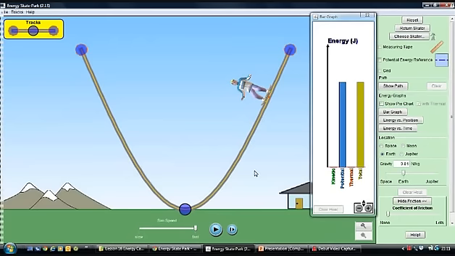Just to get you thinking about these kinds of energy, this little animation's got a skateboarder on a track. Over here we've got a graph. We've got the different kinds of energy we might have. So we've got the kinetic energy, we've got potential energy, and we've got the total energy. We'll talk about thermal in a minute. So the kinetic energy has got to do with how fast he's moving. So at the moment he's not moving, so his kinetic energy is 0.